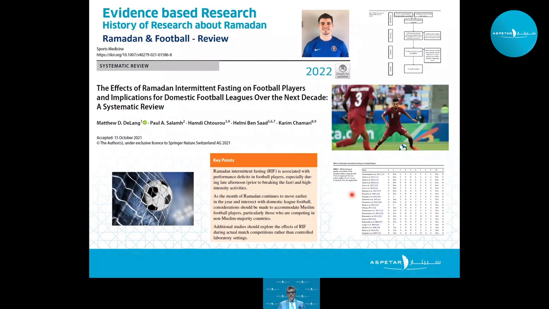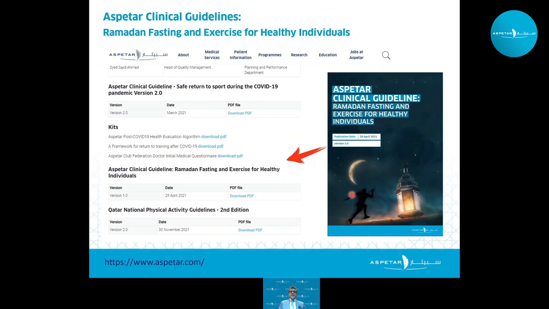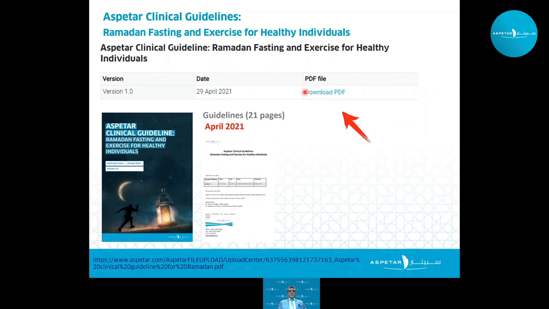Let's come to the last part of the presentation today. It's about the Aspetar clinical guidelines. And if you log on to www.aspetar.com, you will be able to log in the education section of the website, and here you will find a certain number of clinical guidelines. And here, by clicking on this, you can download a 21 pages document, which has been developed by a team that I will mention in the next slide.